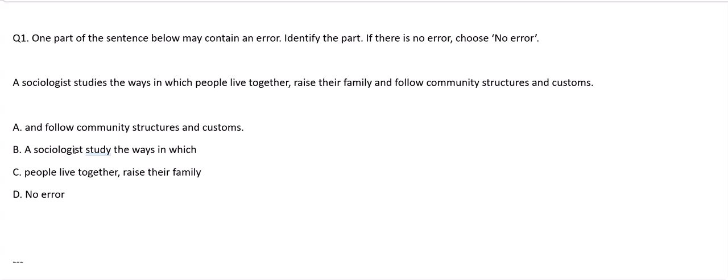First of all we have to check this subject verb agreement in the options. Here sociologist is singular whereas study is plural, hence it has a subject verb agreement error, so the error is option B. Generally the students get confused with the verb form, whether it is singular or plural. Every student will know that sociologist is singular and sociologists is plural, but when it comes to verb forms, they get confused.